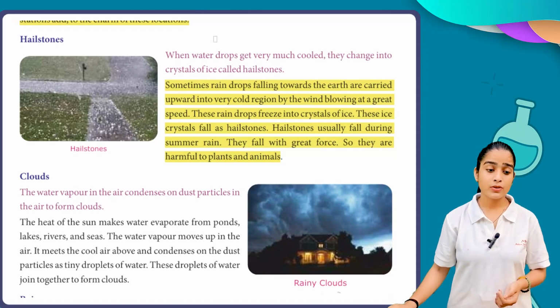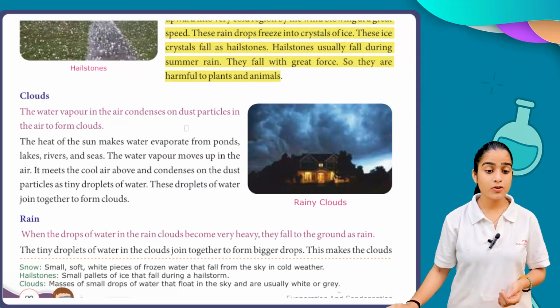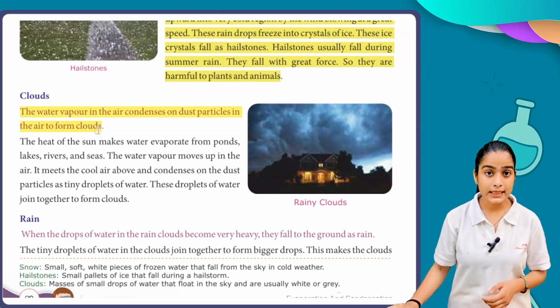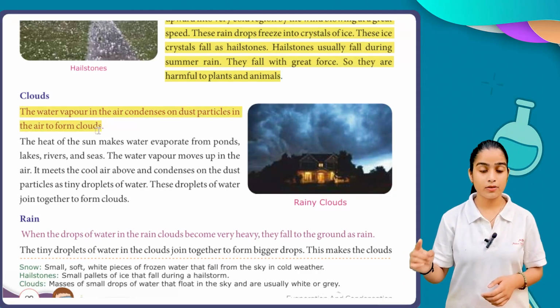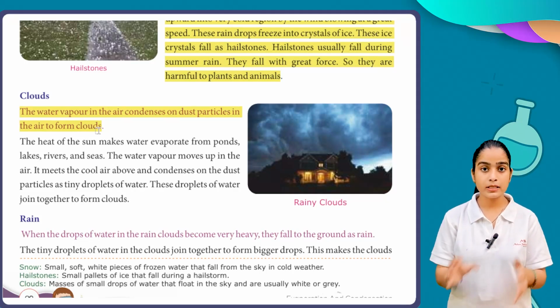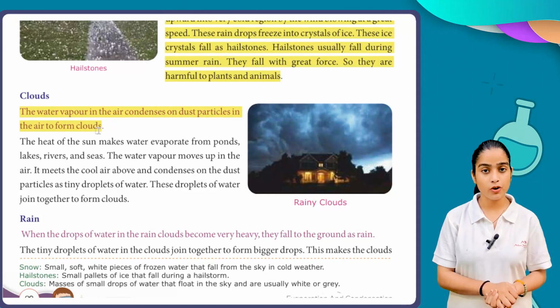Next we have clouds. The water vapors in the air condense on dust particles in the air to form clouds. So what we understand, when water vapors condense on the dust particles in the air, it results in clouds.